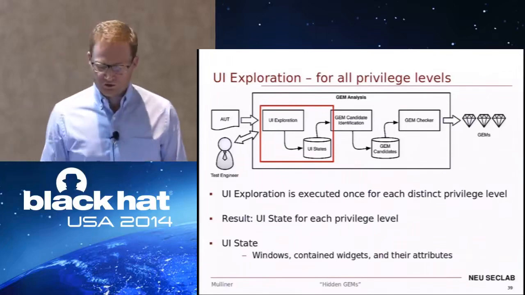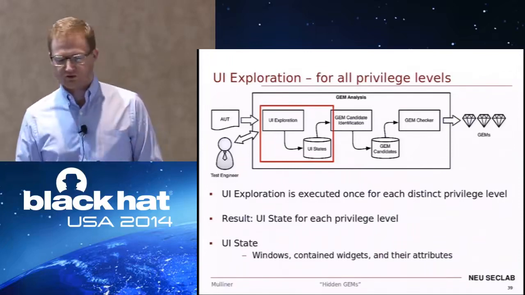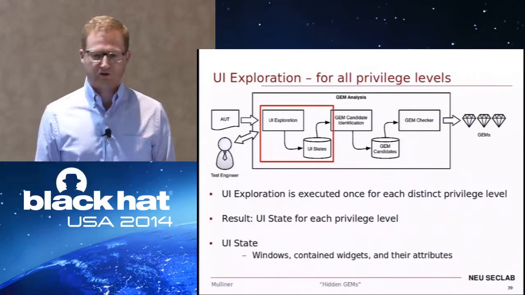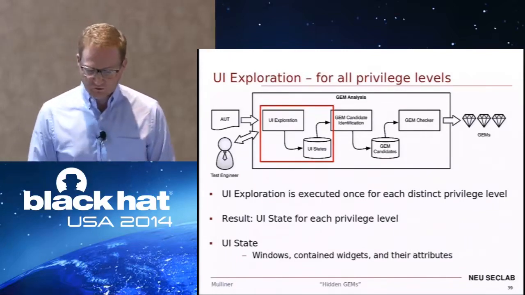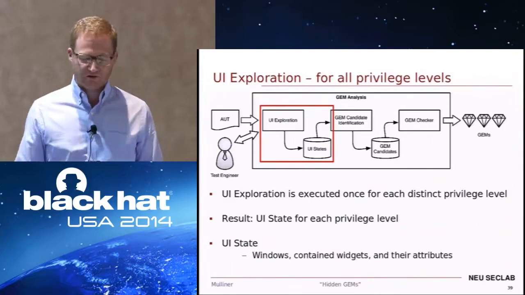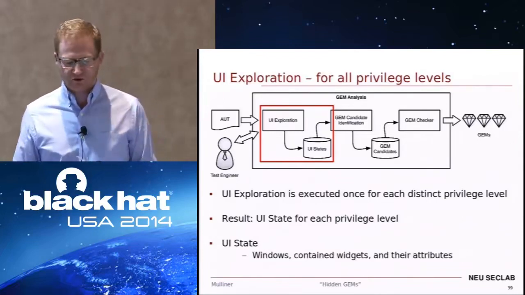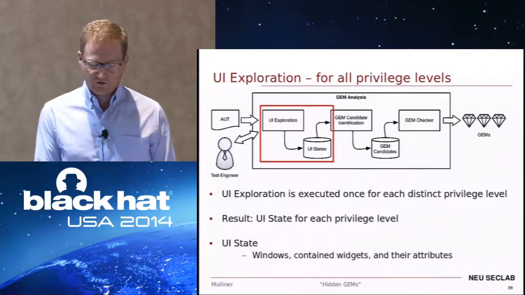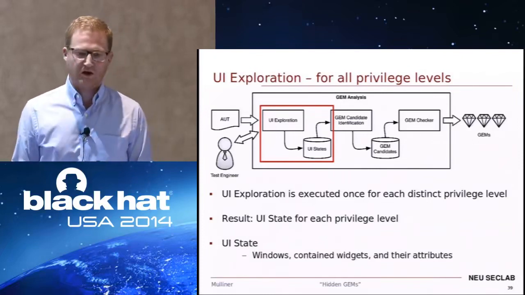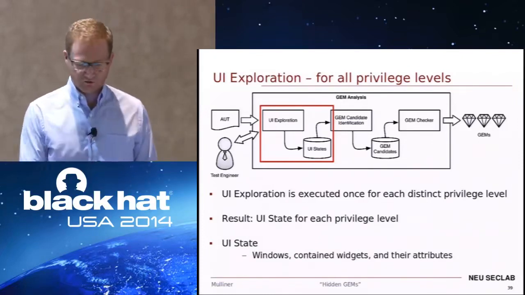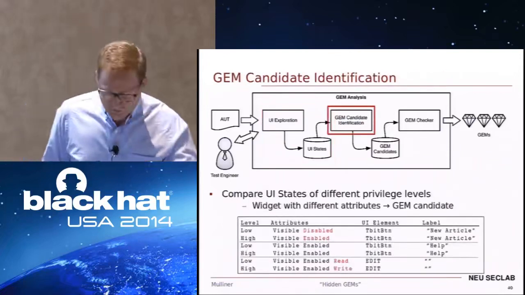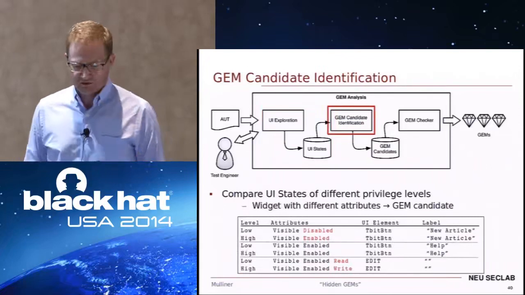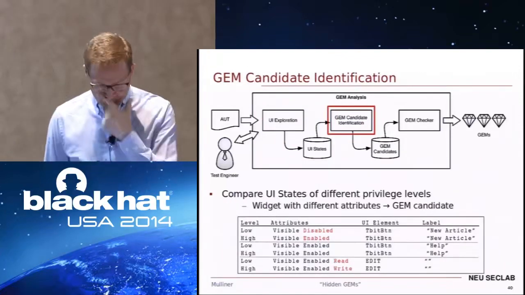And then you do this exploration for each of those privilege levels. So if you have 2 users, you run it twice. And then you have a set of states for each privilege level. A state contains windows, they contain widgets, and all of the attributes from all windows and widgets. So these are the UI states, and then candidates.